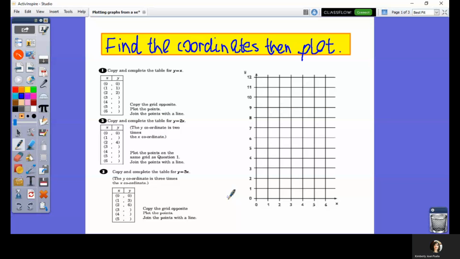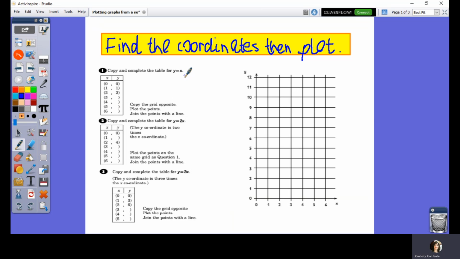Hello again. In this video, we'll find the coordinates from a given equation and then plot the points and the coordinates on the graph. First we have this question: copy and complete the table for y equals x. Here we're going to just complete it.